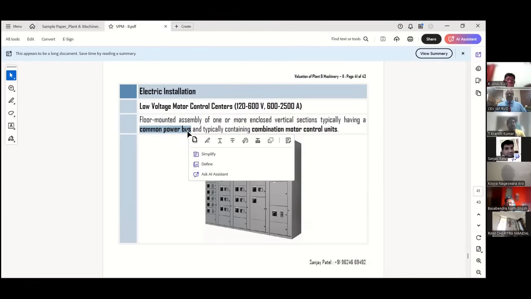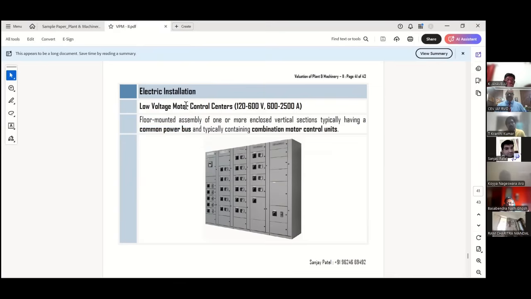Okay, same, you will find a motor control center. What do you mean by the motor control center? That controls the motor in a combination of units on a common bus bar. इंडस्ट्री में अगर एक मोटर या एक मशीन बिगड़ जाती है, if one machine is malfunctioning, automatically all other machines and motors should be shut down. So this control is provided by the motor control centers. So it is a floor mount assembly of one or more enclosed vertical sections, typically having a common bus bar and connected with a combination of motor control units. सही है.